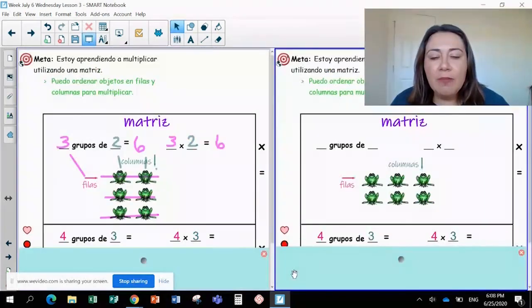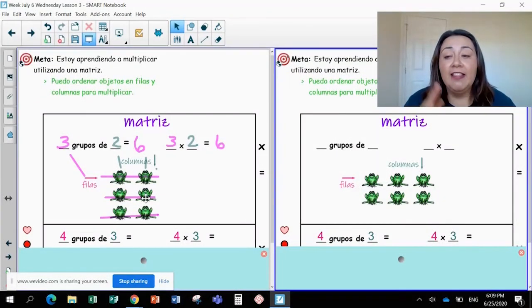A ver, niños, vamos a tomar una pequeña pausa para explorar este concepto de tres grupos de dos, tres por dos igual a seis. Vamos a decir que las ranitas en nuestra matriz. Matriz, filas y columnas.